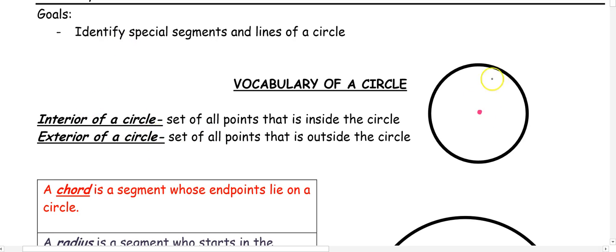The interior of the circle is going to be inside that solid line. It's all points that are inside the circle. And the exterior is going to be all points that are outside of the circle. The circle is only going to be the line that's making it, with all the points. In this case, what's highlighted in yellow.